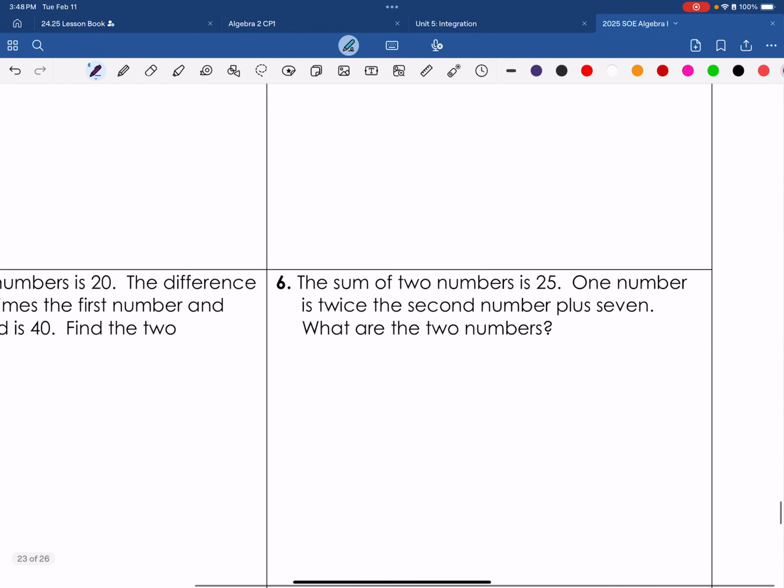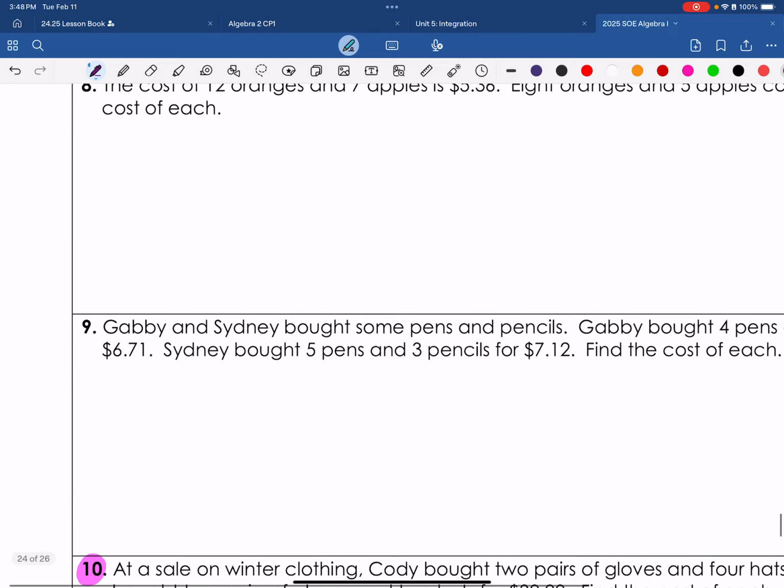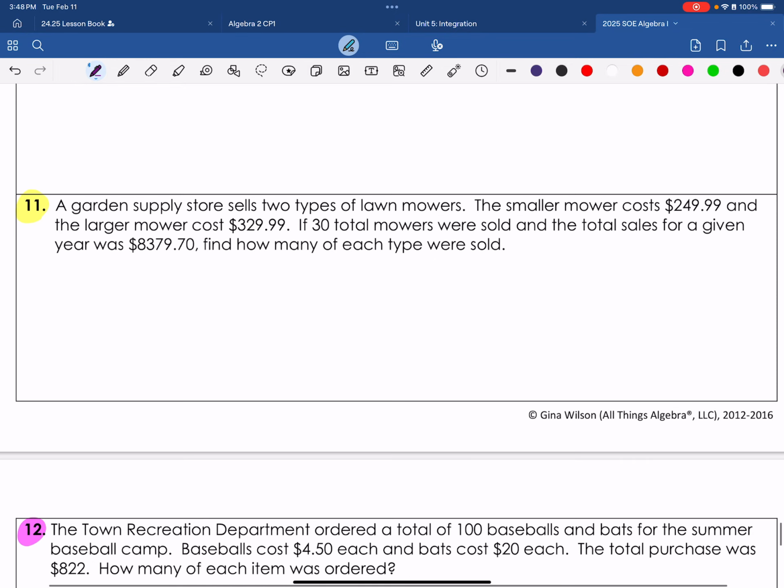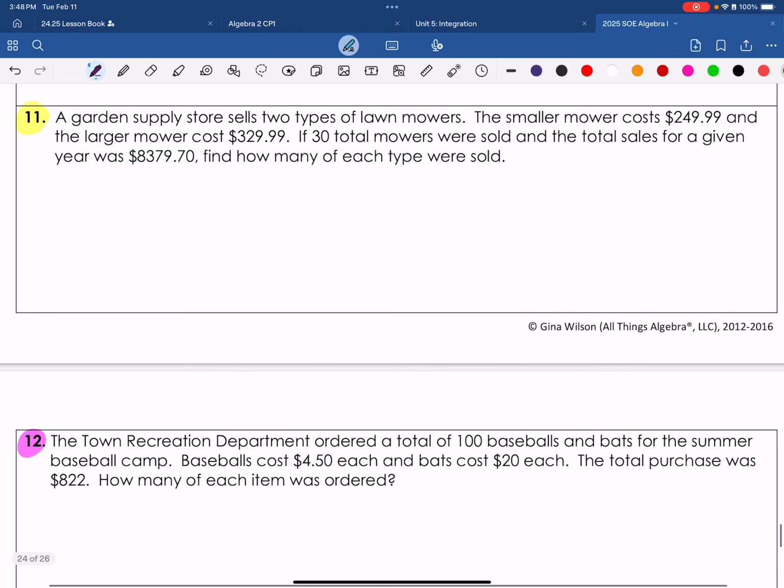All right, the next system that we're going to set up for you is number 11 because it's a little bit different than the ones that we saw yesterday in class. So this one reads, a garden supply store sells two types of lawnmowers. So we know we have two types of lawnmowers. The smaller lawnmower, all right, I have one. I'm going to let X be the smaller lawnmower.